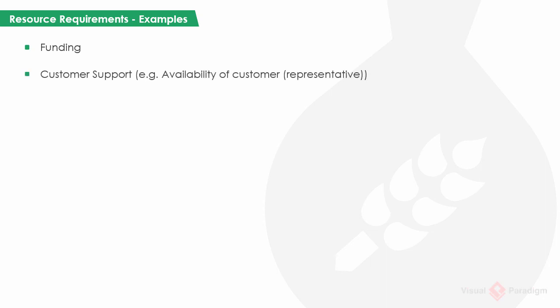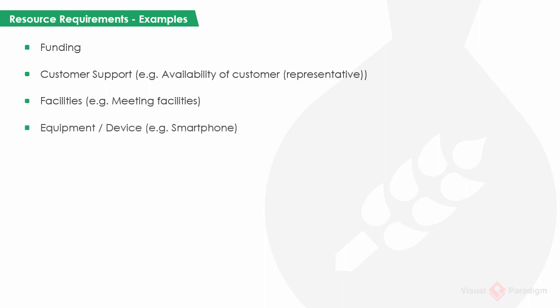Describe how customers will be involved in the project. Facilities. Describe the facilities required for the project. For example, conference room, data center. Equipment. Describe the hardware needed for the project, such as printer, scanner. Software tools. Describe the software requirements for the project.